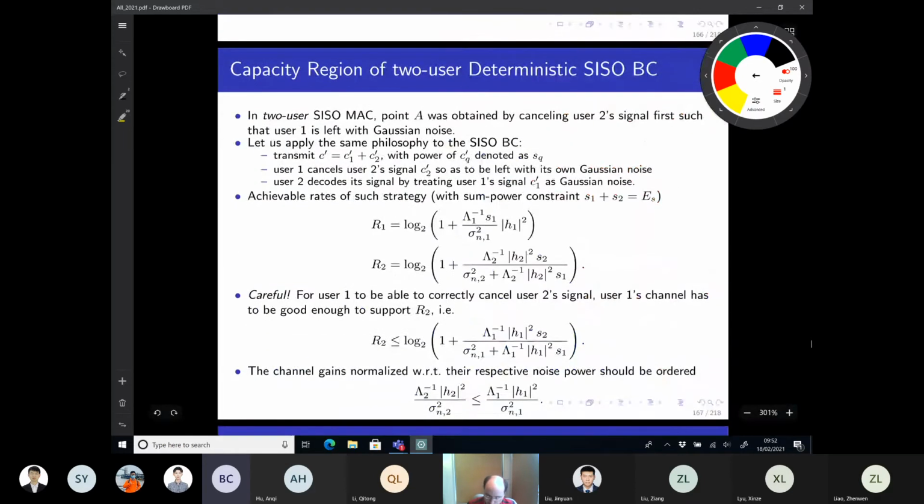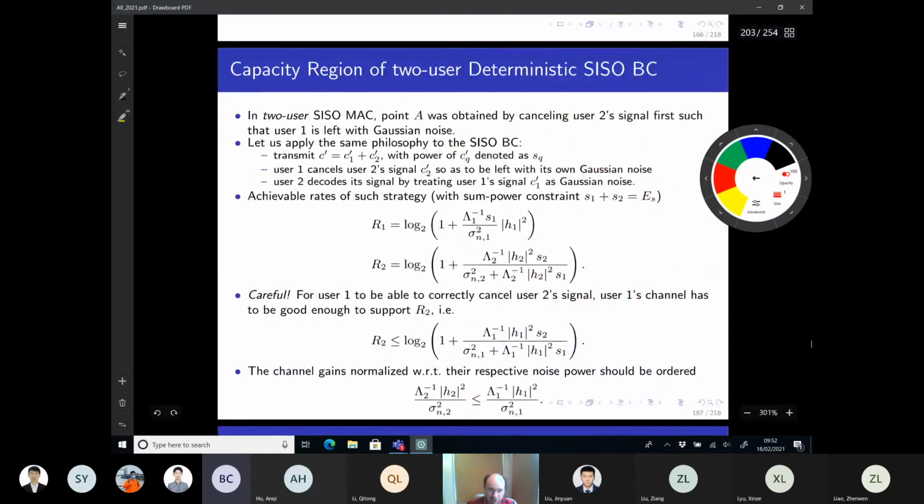Right, so let's look at something a bit reminiscent of what we did for the uplink, and we look at the two users first. In the uplink, you remember when we had a two-user uplink, we had a point A, and that was obtained by canceling user 2's signal first, and then user 1 was left with just Gaussian noise. Okay, so let's try to do the same thing here.